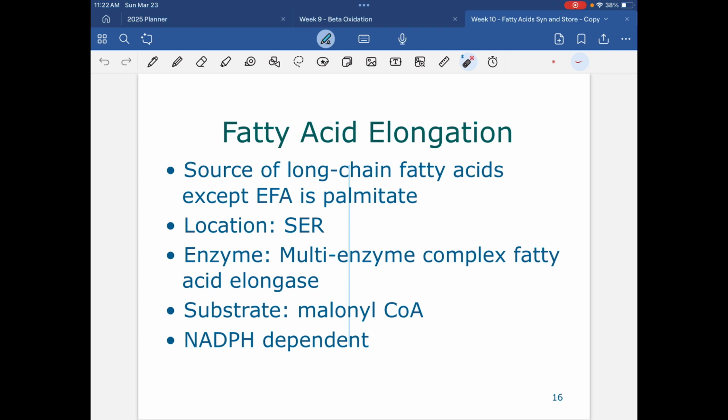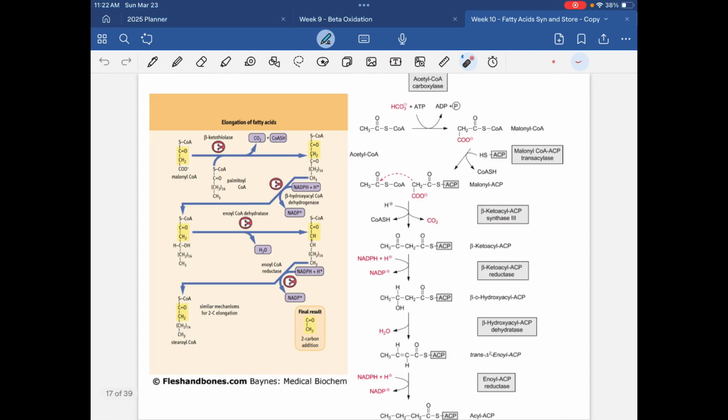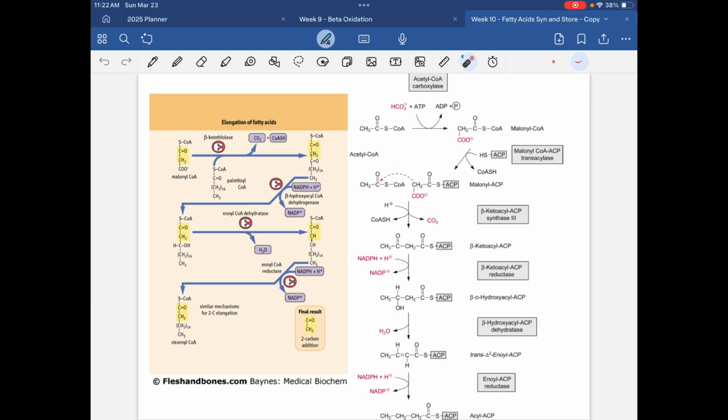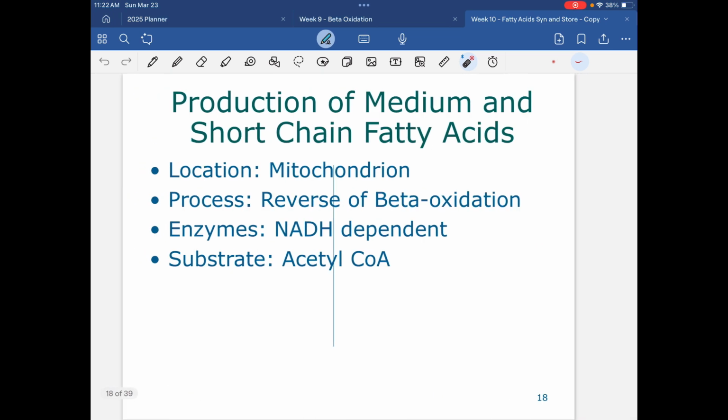Here's why. If we need to make a long-chain fatty acid, I'm going to start with a fatty acid I can make in the cytoplasm like palmitate and elongate it to make a long-chain fatty acid. And that's what we're seeing here. This looks long and complicated, but we can break it down a little bit.